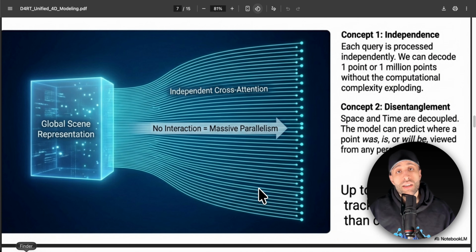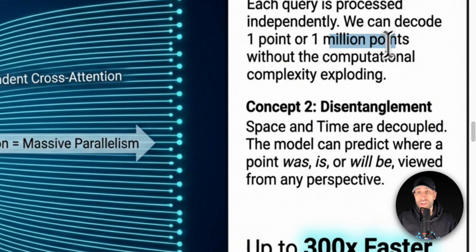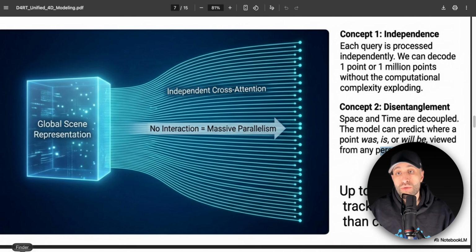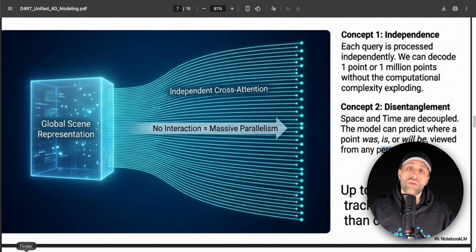Something to also note that caused the model to become so fast is that, first of all, these queries that we're asking from that global representation of the scene that we had can be totally independent. So we can decode 1 point or 1 million points without the computational complexity exploding. And secondly, we are decoupling space from time. So the model can predict where a point was, is, or will be viewed from any perspective. This is also the secondary reason why up to 300 times faster tracking or 3D trajectory generation is achieved by these components.